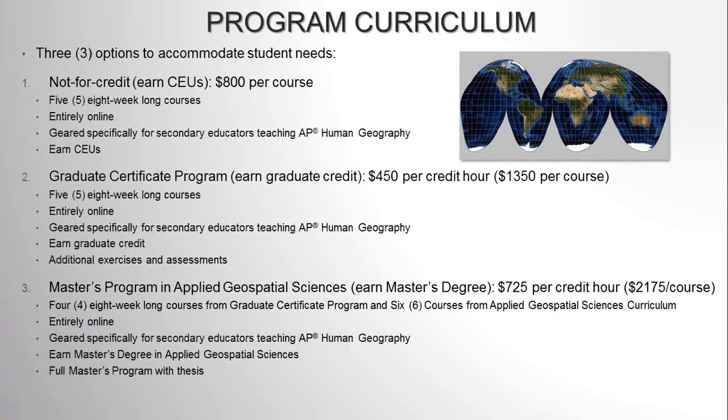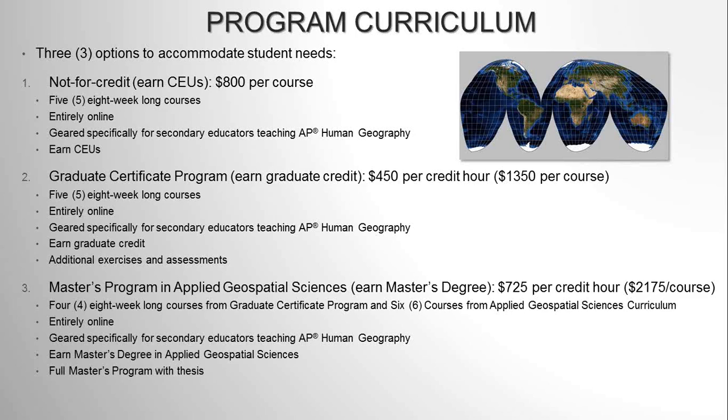Now, the program curriculum itself has three particular options for participants to choose from. The first option, which is new to us, is not-for-credit, and it includes CEUs for secondary educators. The pricing is currently $800 per course. There are 5 eight-week-long courses that are entirely online and geared specifically for secondary educators teaching AP Human Geography to earn CEUs as part of this program. Again, this is not-for-credit, but it will earn you CEUs.